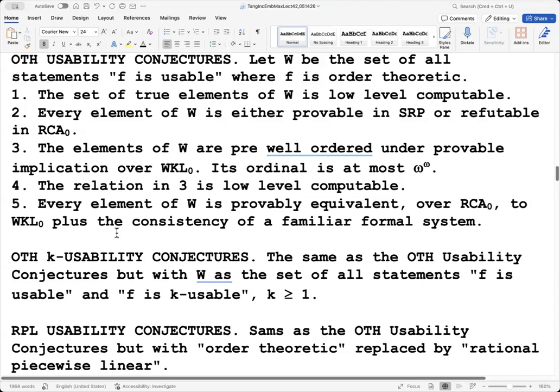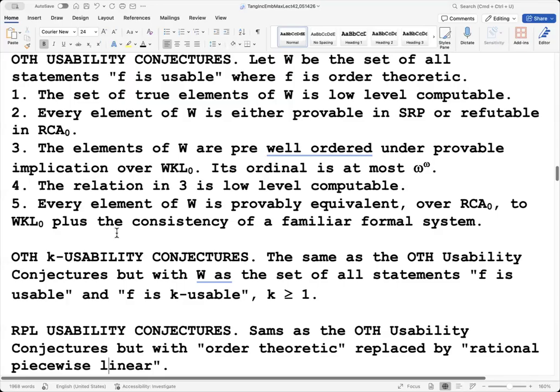The ones we care about involving IEU and so forth, those functions, they're definitely order theoretic, but also the usability is provable in SRP. All right, the elements of W are pre-well ordered under provable implication over WKL naught. And the ordinal is at most omega to the omega. Yeah, I feel like the ordering is not just simply of type omega, I don't think. All right, the relation in 3 is low-level computable.